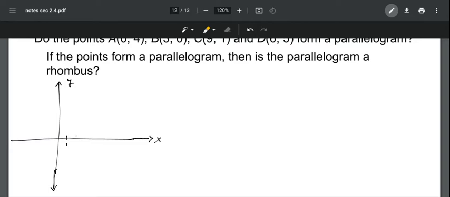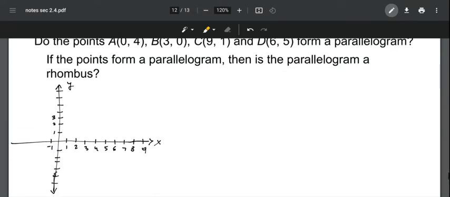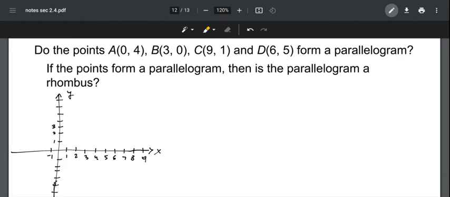The scale is 1, 2, 3, 4, 5, 6, 7, 8, 9, and -1, 1, 2, 3, 4, 5, 6, 7, and negatives, -1, -2, -3, -4, -5, -6, and so on. So the first point is 0, 4.